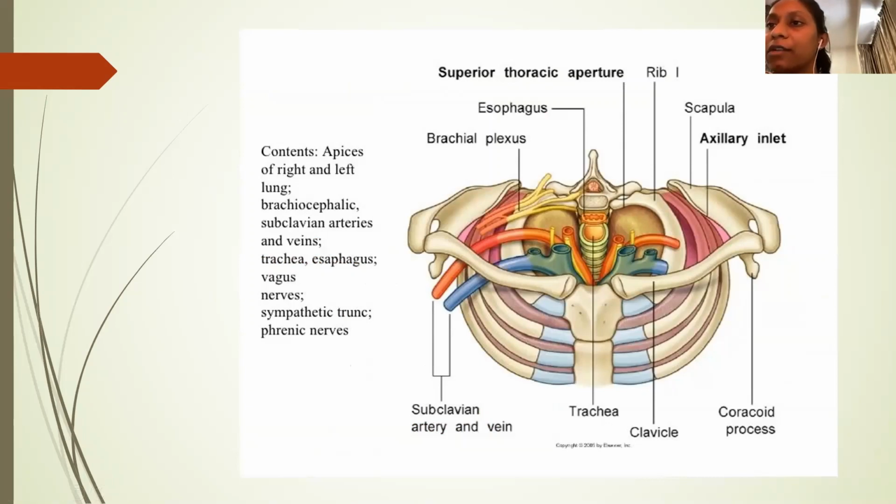The yellow color is the apex of the right and the left lung. Then you have your brachiocephalic and subclavian arteries and veins. The trachea is in the center. Behind the trachea, there's the esophagus. And then there's the vagus nerve, sympathetic trunk, and also the phrenic nerve.